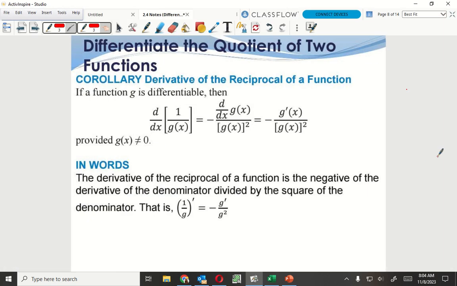All right, sound works. So we did the quotient rule yesterday, to differentiate the quotient of two functions. The corollary, that's actually a math term, is the derivative of the reciprocal of a function. If a function g is differentiable, so that means I can take a derivative, then the derivative of 1 over g is going to come out to negative g prime over g squared. That's it.